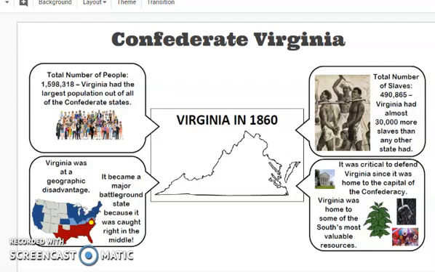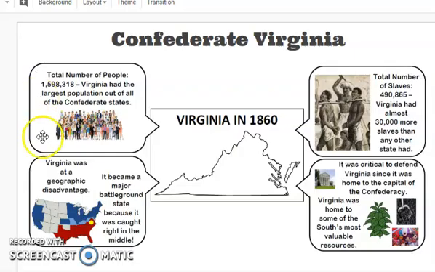All right, so we're going to call these speech bubbles here. This is speech bubble number 1, speech bubble number 2, speech bubble number 3, speech bubble number 4. So in speech bubble number 1, we have the total number of people. 1,598,318. That's a huge number, guys. Virginia had the largest population out of all the Confederate states. That means more people lived there than any other Confederate state.